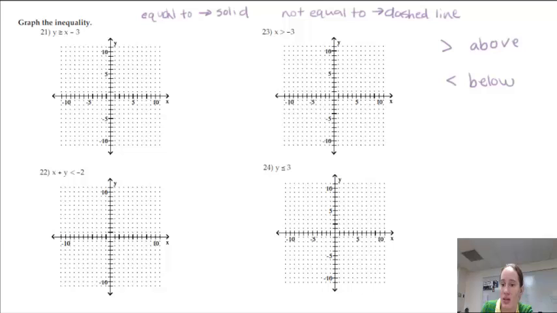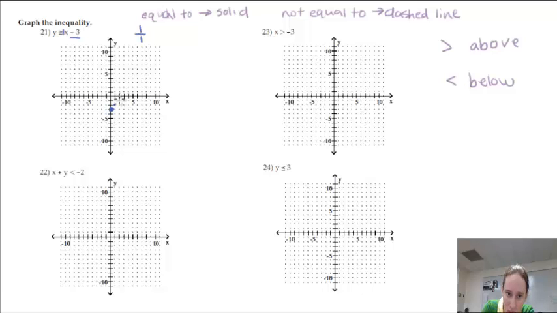So let's look at one of these, like 21. Y is greater than or equal to x minus 3. So our y-intercept is negative 3, so we go on the y-axis to negative 3. We put a dot. Our slope here is the number in front of x, which would be a 1. So remember, slope is rise over run, so we need it to be a fraction, 1 over 1. And since they're both positive, we go up 1 and right 1.